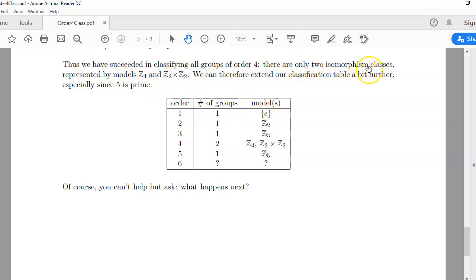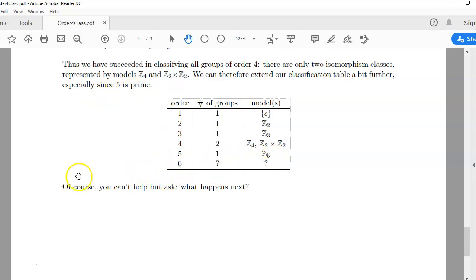There are only 2 isomorphism types, and the models are Z4 is one and Z2 cross Z2 is the other. So now we can fill out our classification table for groups of order 4. There are only 2 types up to isomorphism, and the 2 types are Z4 versus Z2 cross Z2. So we can extend our classification of finite groups a bit further, especially once we realize 5 is a prime. So 5 is a prime, so there's only one class, and it's got to be modeled by Z mod 5.